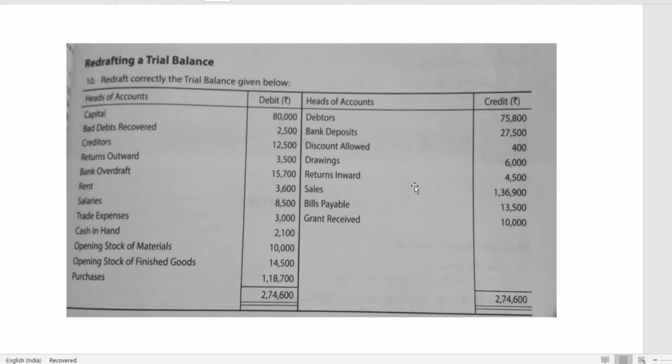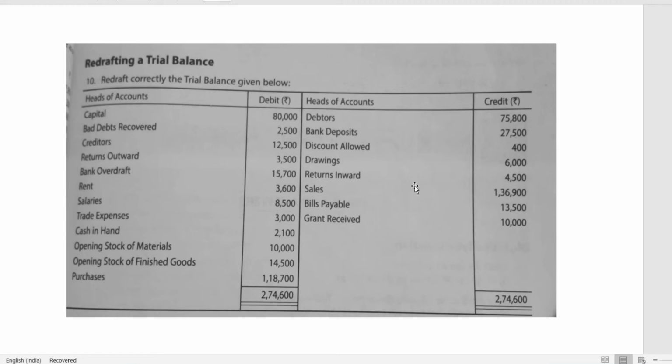Bad debt recovered, income, credit column. Creditors is a liability, credit column. Return outward means purchase return, will show in the credit column. Bank overdraft is a liability, will show in the credit column. Rent expense, debit column. Salary expense, debit column. Trade expenses is an expense, debit column. Cash in hand, asset, debit column. Opening stock of materials and finished goods is an asset, so will show in the debit column. Purchases is an expense, debit column. Debtors, asset, debit column. Bank deposit, asset, debit column.